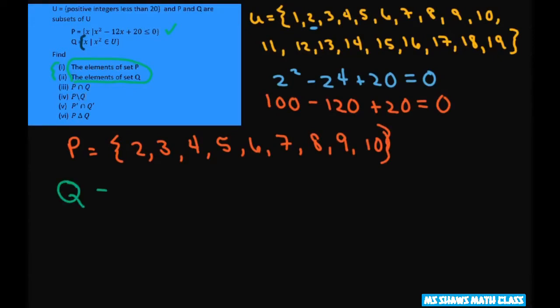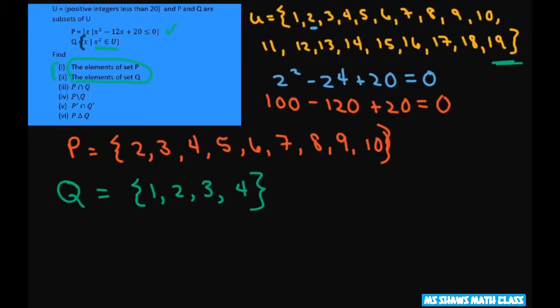Your Q is going to be a little easier. Your Q is just x squared, where it's in the universal set. So 1 squared is in the universal set, 2 squared is in the universal set, 3 squared is in the universal set, 4 squared is in the universal set. 5 squared is 25, and it's not in our universal set. So that is our 2 subsets of U.